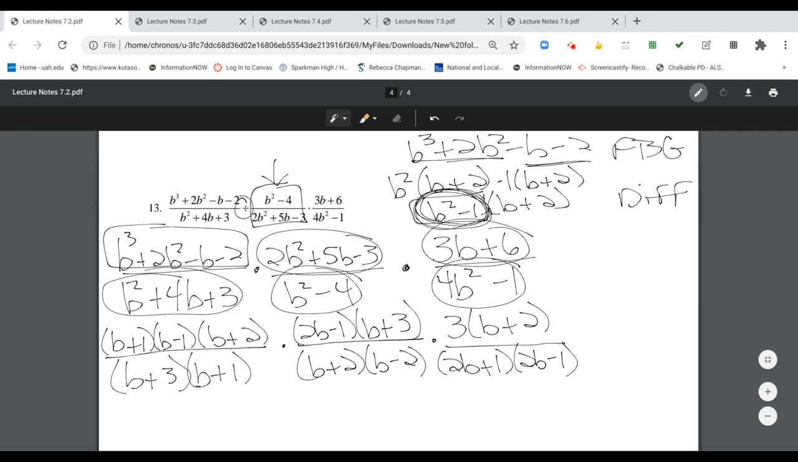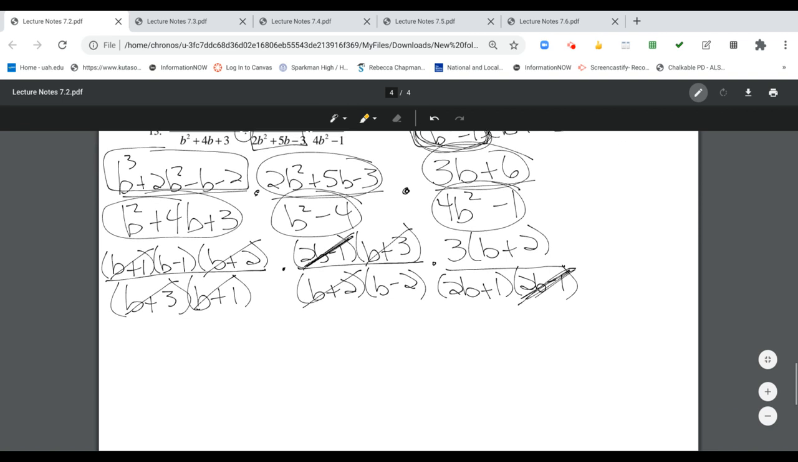So now we need to just kind of mix and match and cancel what we can. B plus 1 cancels a b plus 1. B plus 3 cancels a b plus 3. B plus 2 cancels a b plus 2. Okay. And do you see anything else that can cancel? The b minus 1 and the 2b minus 1. The 2b minus 1 cancels the 2b minus 1. And I see nothing else that can be canceled.